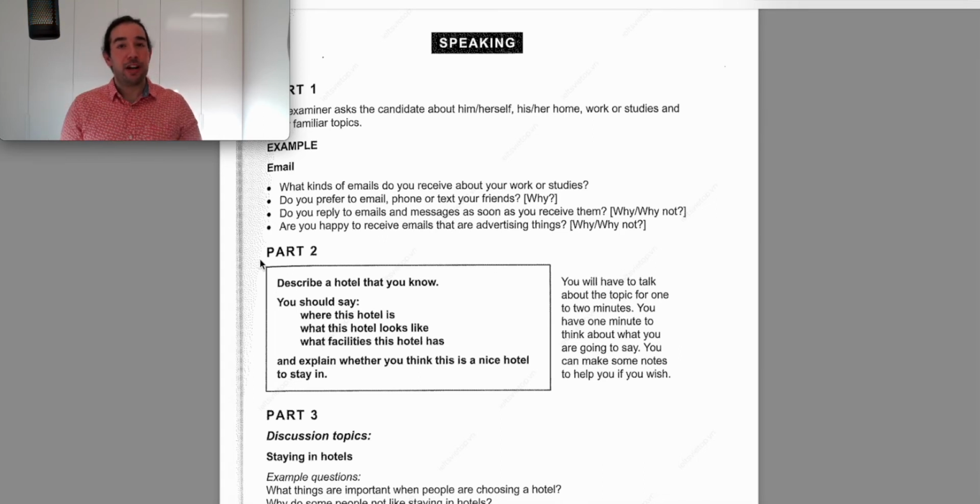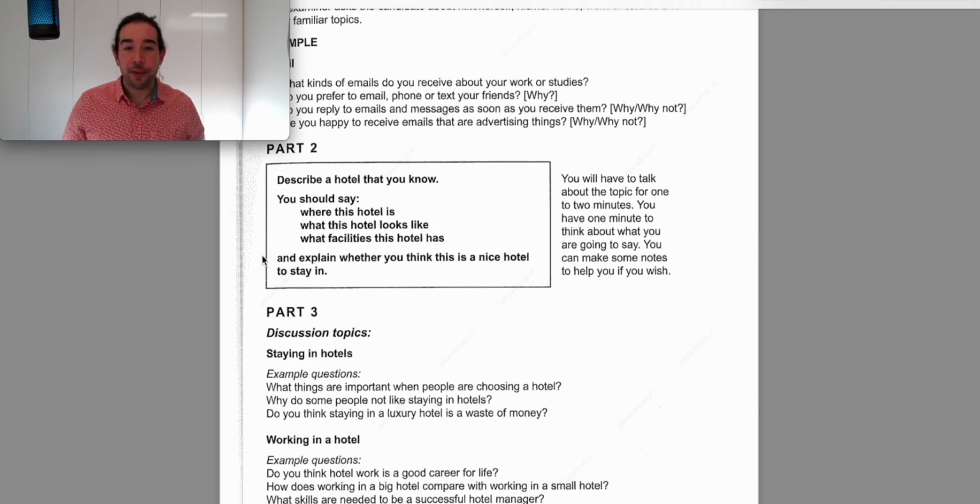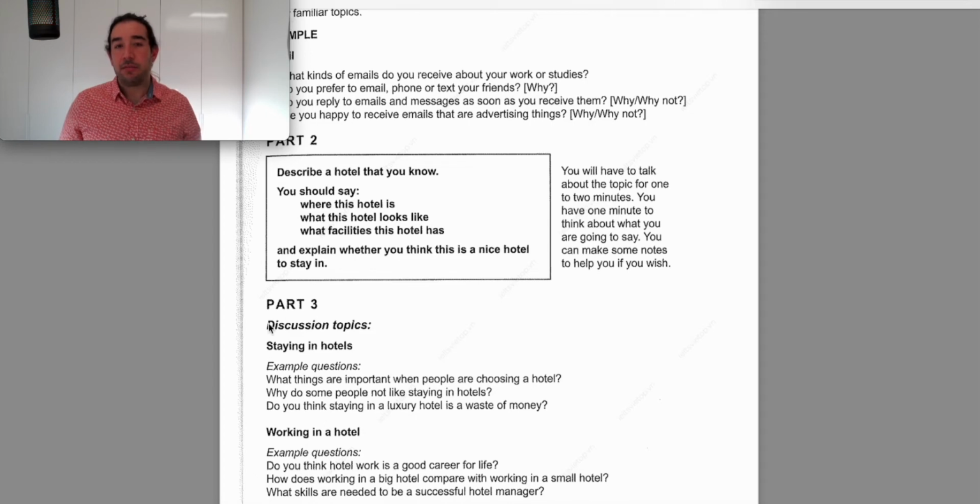That's also quite an important thing, because sometimes candidates do not reach that minute, or they talk a bit more. And if you talk a bit more, that's okay, because the examiner will stop you, and that should not be a problem. Just be mindful, because you don't want to be stopped many times. And then the last part is going to be some discussion topics or follow-up questions.